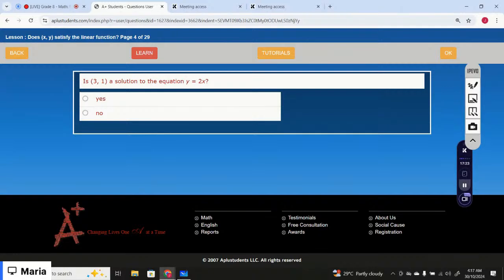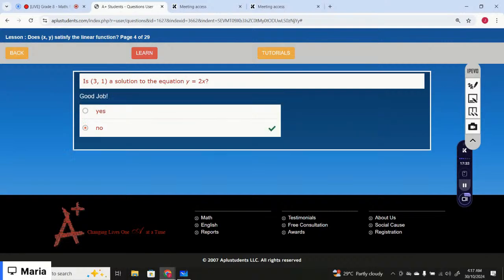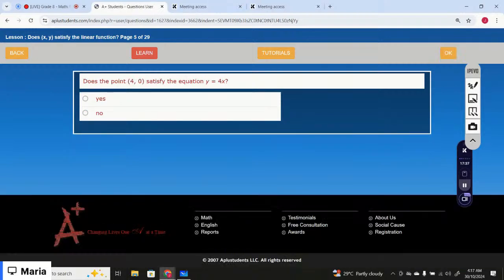The correct option is no. Option number 2 is the correct option, right? Is (3, 1) a solution to the equation? The correct option is no. Does the point (4, 0) satisfy the equation y equals 4x?